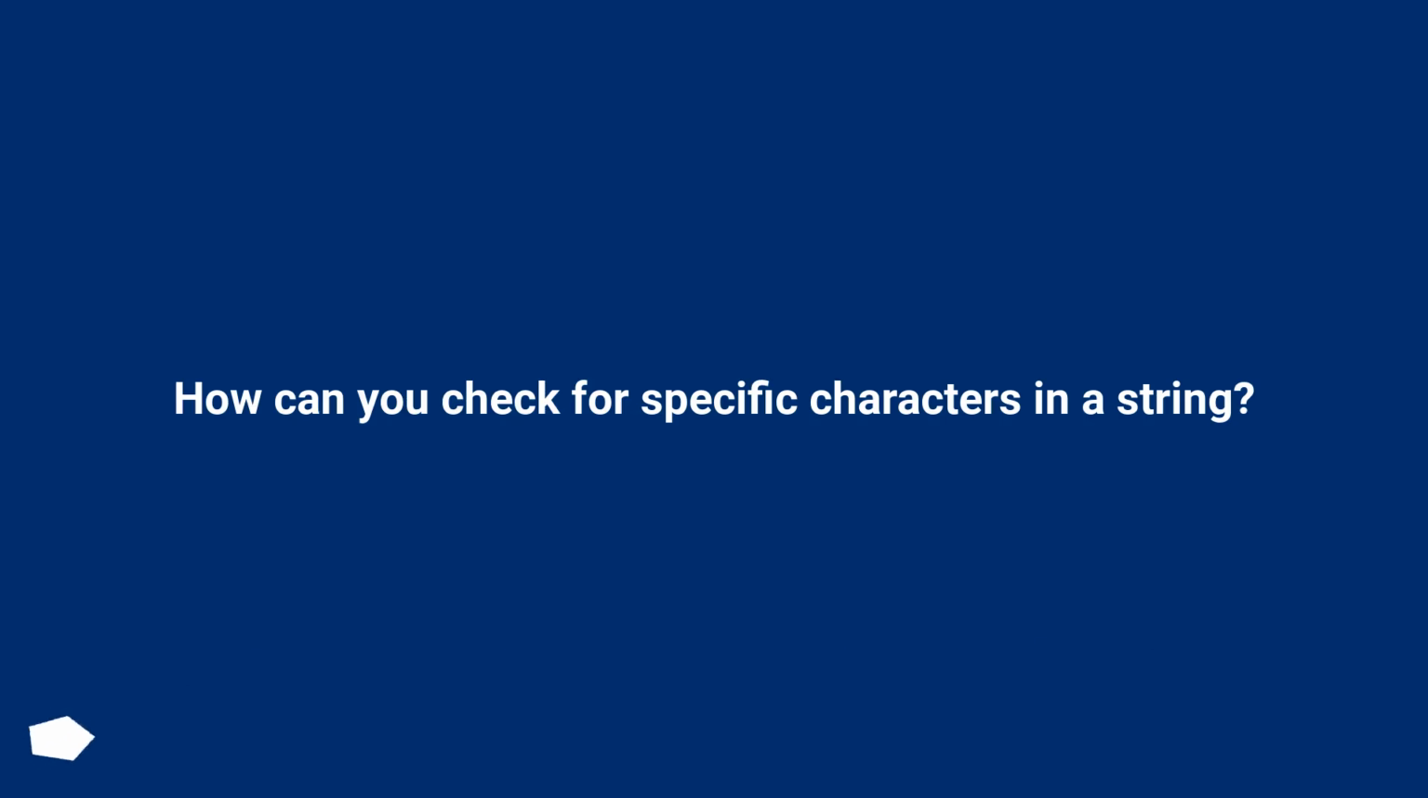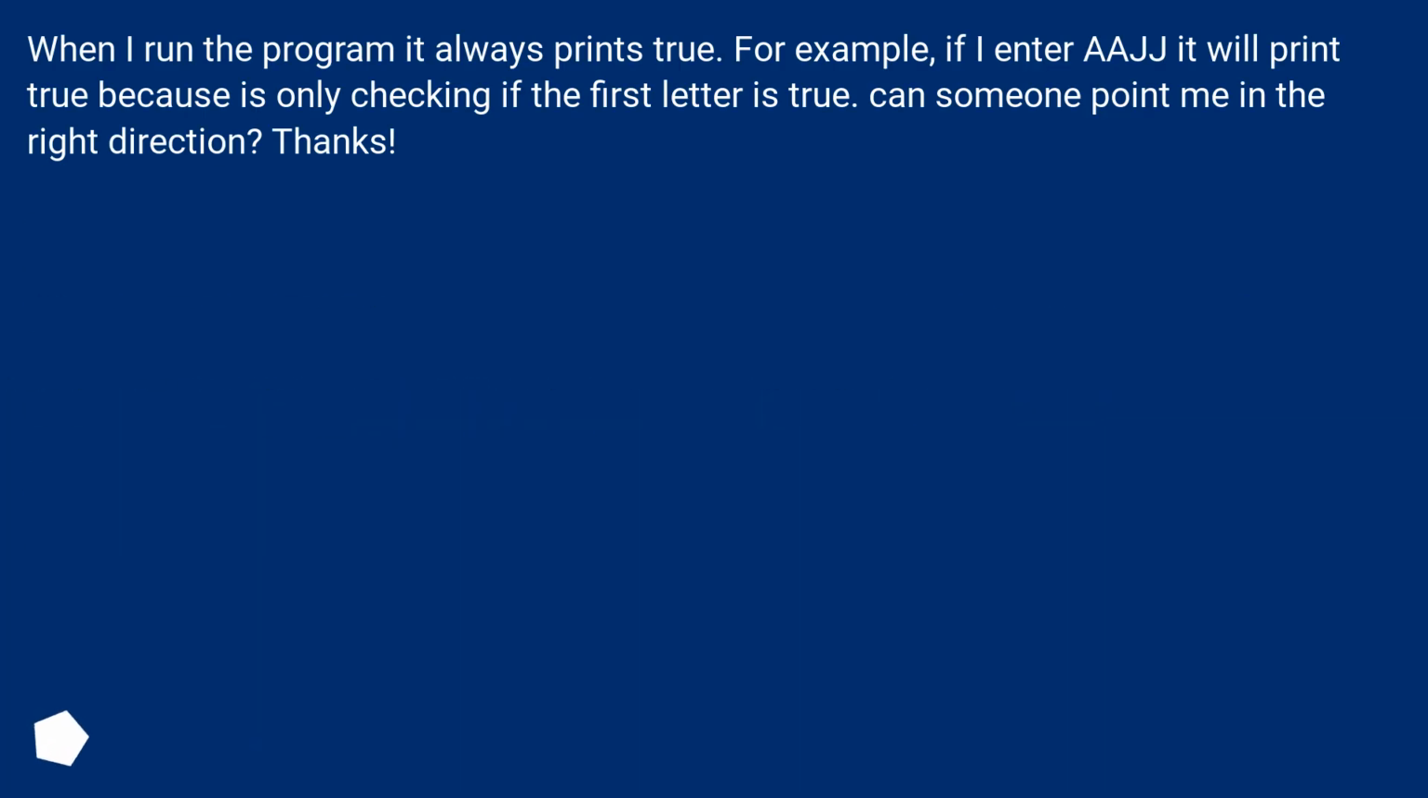How can you check for specific characters in a string? When I run the program, it always prints true. For example, if I enter Arj, it will print true because it's only checking if the first letter is true. Can someone point me in the right direction? Thanks.